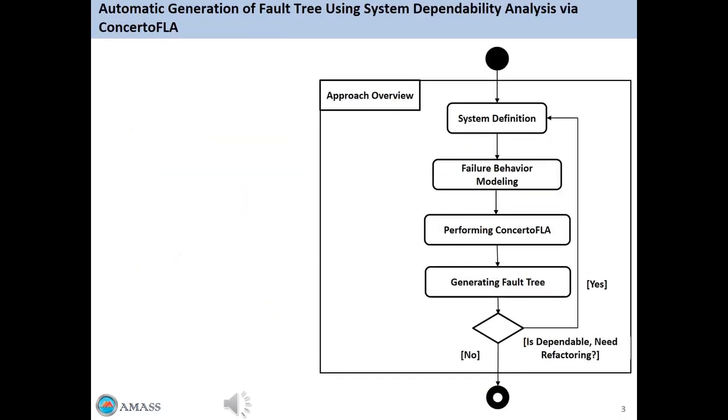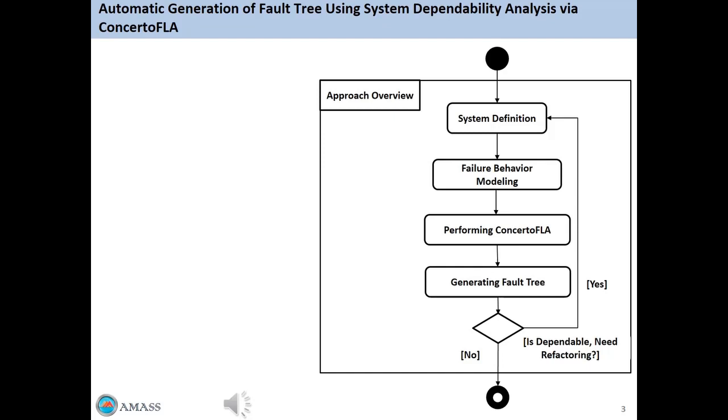We follow a four-step process. In the first step, the architectural specifications of a system are defined using ChessML. In the second step, failure behavior of the components is modeled. In the third step, ConcertoFLA is performed to calculate the failure propagation paths. In the final step, these failure propagation paths are transformed to generate a fault tree.